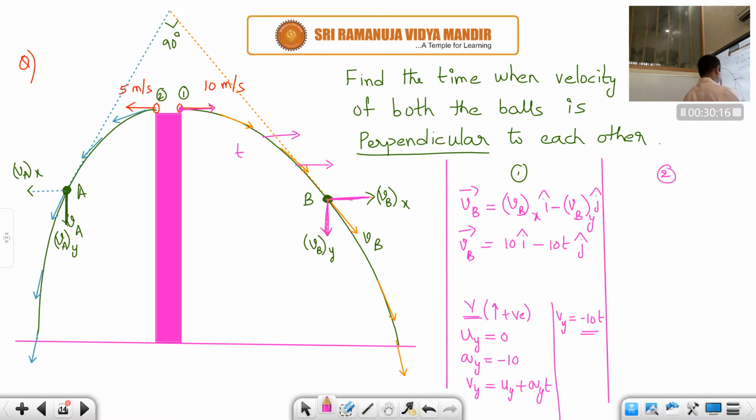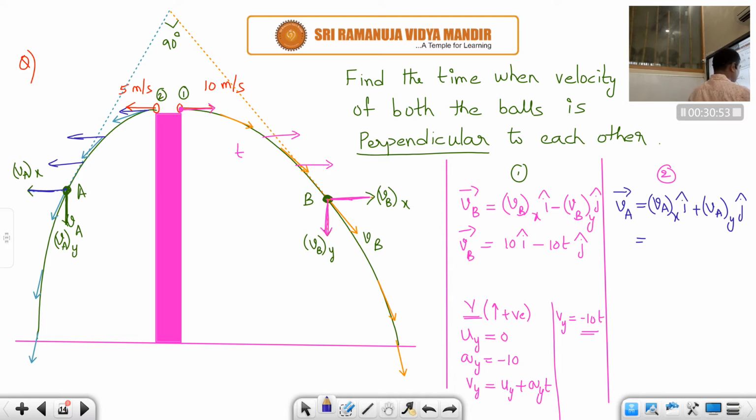Now let us see the second ball. Velocity of A is equal to VA in x direction i cap plus VA in y direction j cap. Of course here also it will be minus, because we already know. Now in x direction, just like the previous one, the velocity will always remain constant at every point. How much is this? 5 meters per second. So I can write directly 5 i cap.